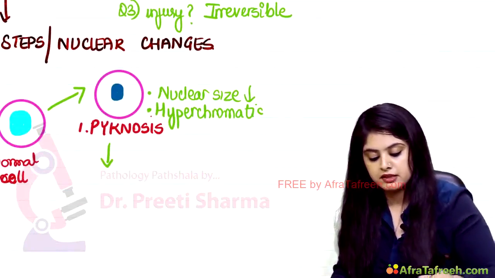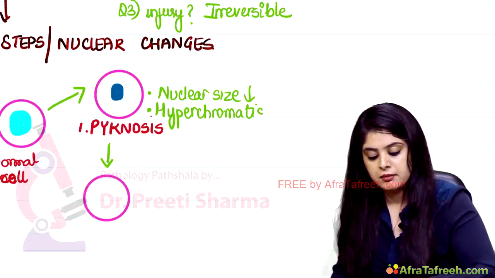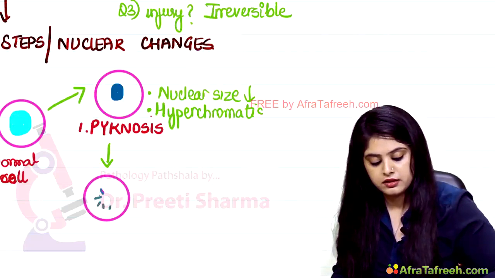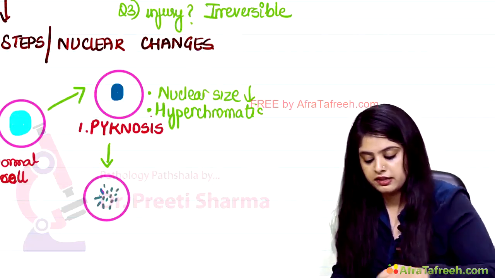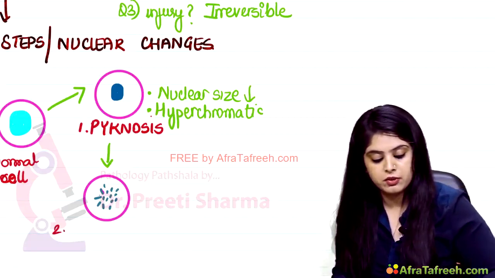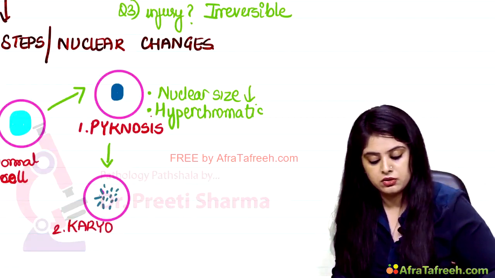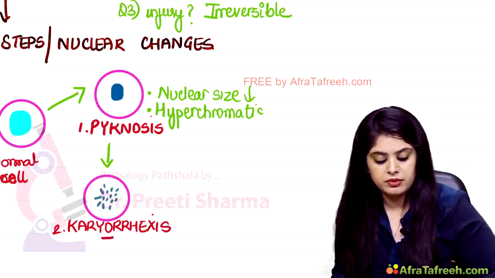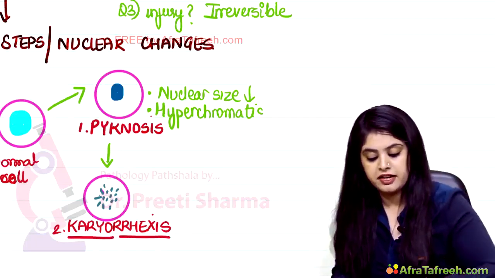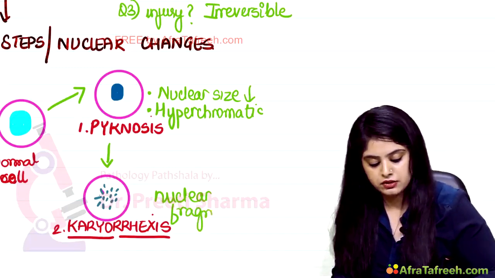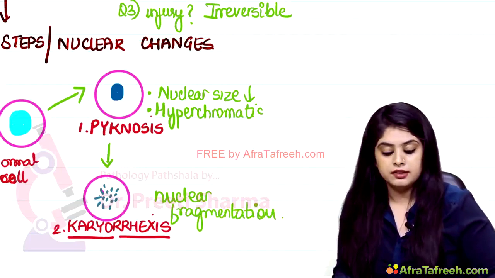After pycnosis, we now enter into the second stage. So let's see what is happening in the second stage. Again, we have this cell. But now please note how the nucleus is a little different here. Do you see that now the nucleus has been broken down into pieces? This, students, is the second step referred to as karyorhexis. Please focus on the term. Karyo means nucleus and rhexis means fragmentation, right? So this is nuclear fragmentation. This is the second step.